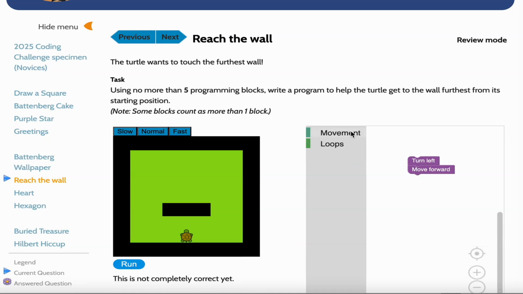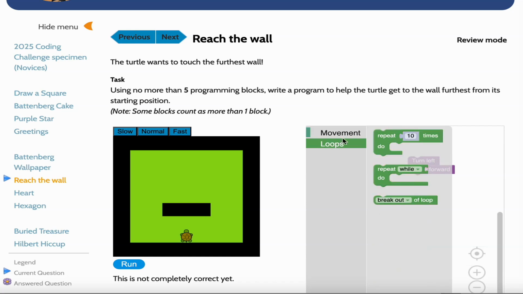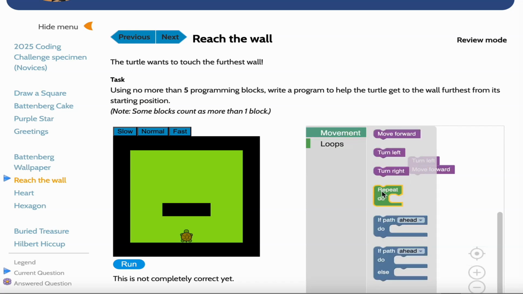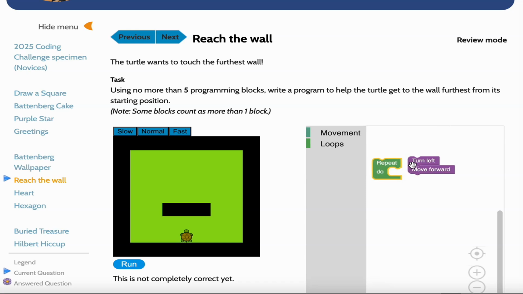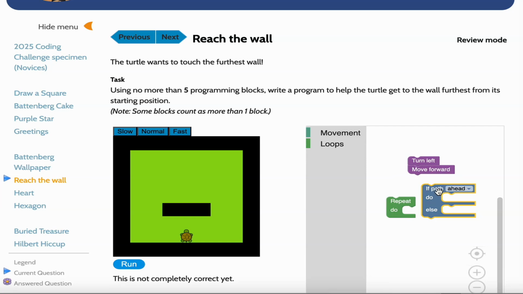So in this case, I'm now going to look at some of the repeat or looping blocks that I can see. And I can see a repeat block, which is quite helpful. So what I'm going to do is I'm going to pull that block out, and I'm also going to look at some of the if blocks. Now, as you can see here, this is very, very helpful. This is because this block basically does the hard work for me. What it says here is that if there is a path ahead, then move forward and carry on. And if there isn't, then of course I'm going to do something else.